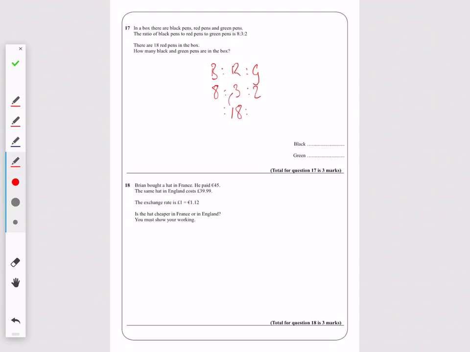To get from 3 to 18, I need to times by 6. So I'm going to times all of these by 6 to keep the ratio equivalent. So 6 times 8 is 48, and 2 times 6 is 12. So that would mean there were 48 black pens and 12 green pens.